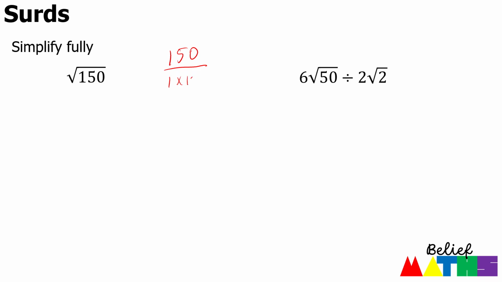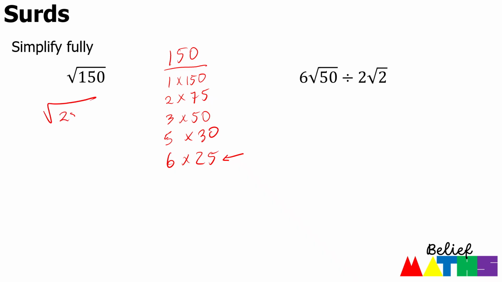So 1 times 150, again, no square numbers. 2 times 75, no square numbers. 3 will work, you get 3 times 50, again, no square numbers. 4 doesn't give us any answer. 5 times 30 is another one. Then we get 6 times 25. And now we've found our largest square number. So therefore this becomes the square root of 25 times 6. And the square root of 25 is just 5. And then root 6. That's your simplified surd. Now it's a good habit, if you have surds and you're asked to simplify them or collect like surds or multiply, divide, to simplify them first.